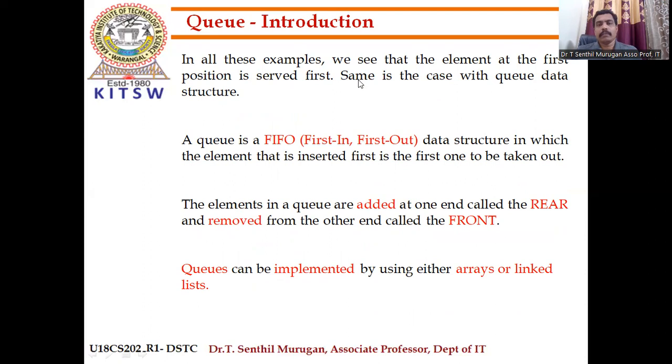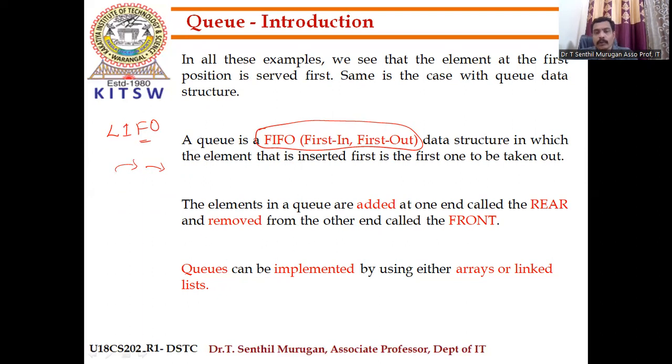So in the previous examples, we saw that the element at the first position is served first. Same is the case with queue data structure. The queue data structure follows FIFO order, first in, first out order. Previously, for stack, we discussed last in, first out order, LIFO order. But here queue is using FIFO order. So what is first in, first out? Who comes first will go first. Example escalator, bus, queue, like we saw in the previous examples.